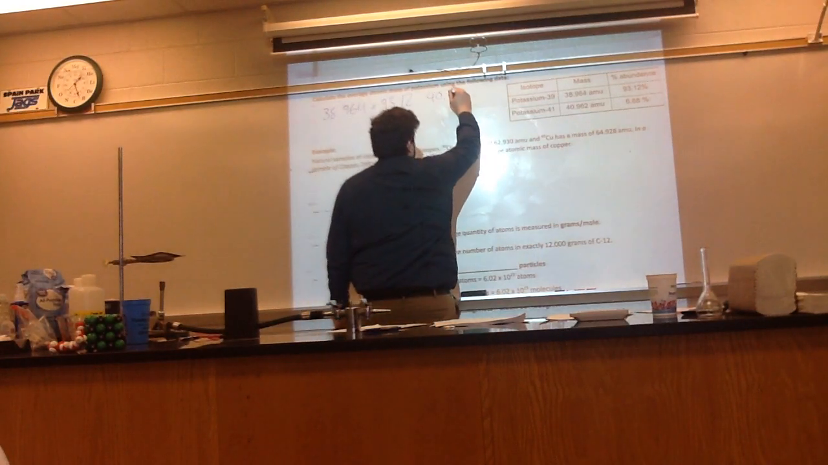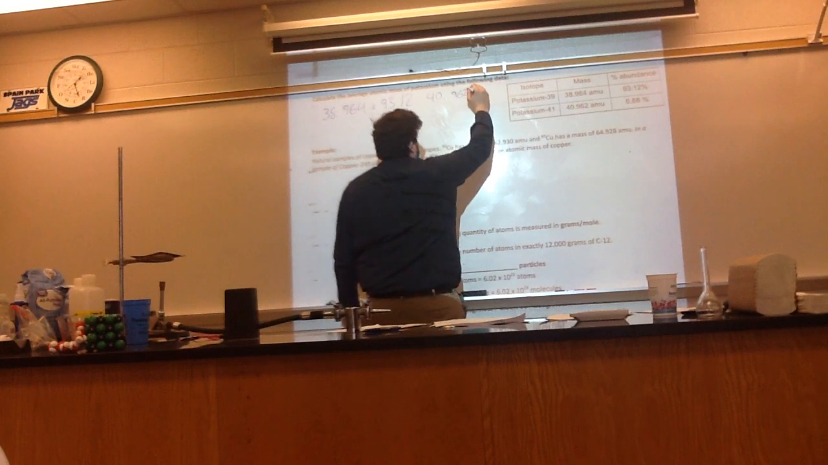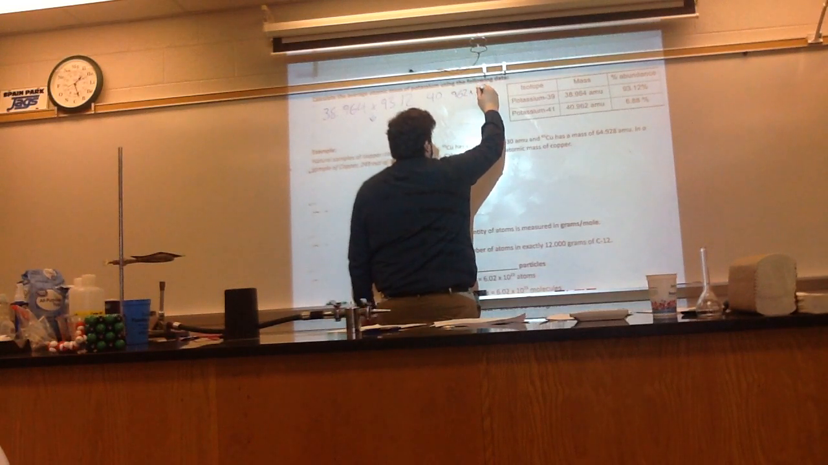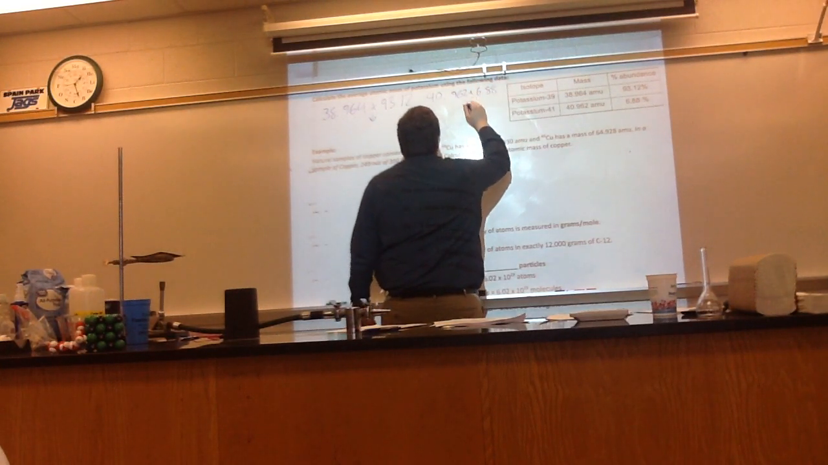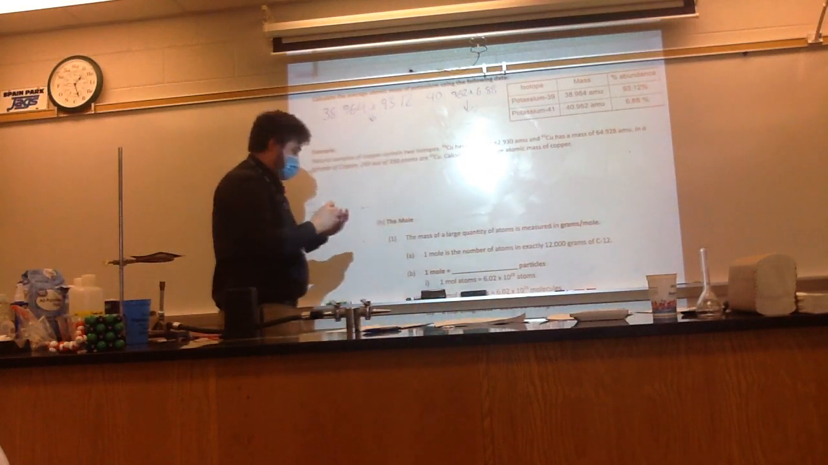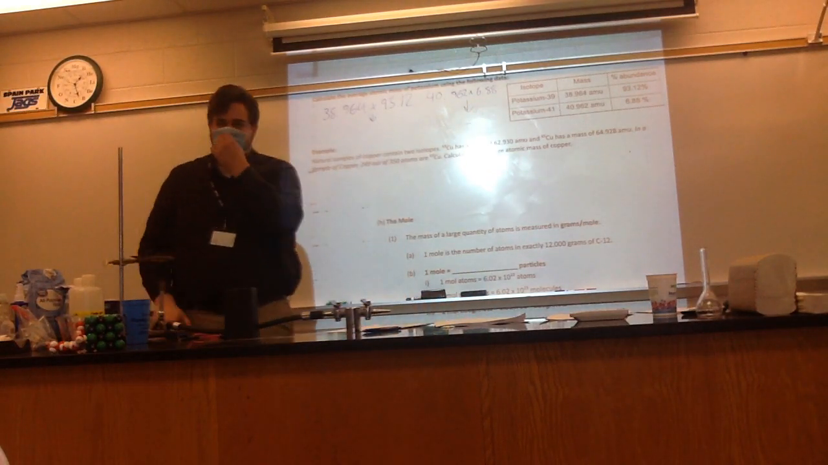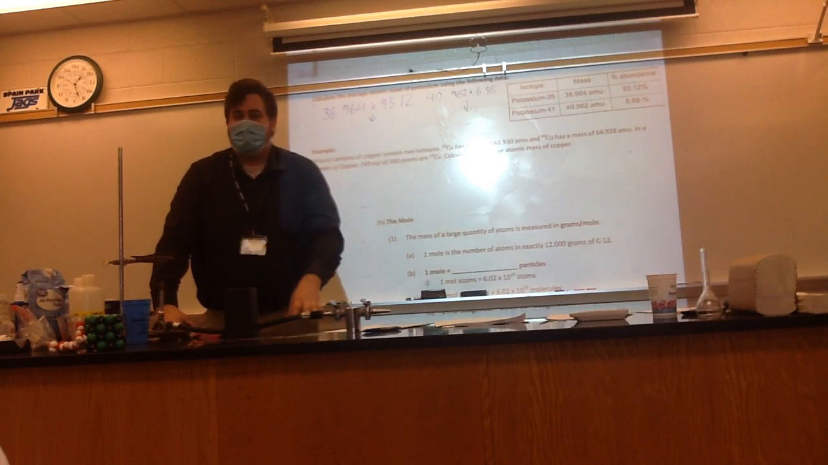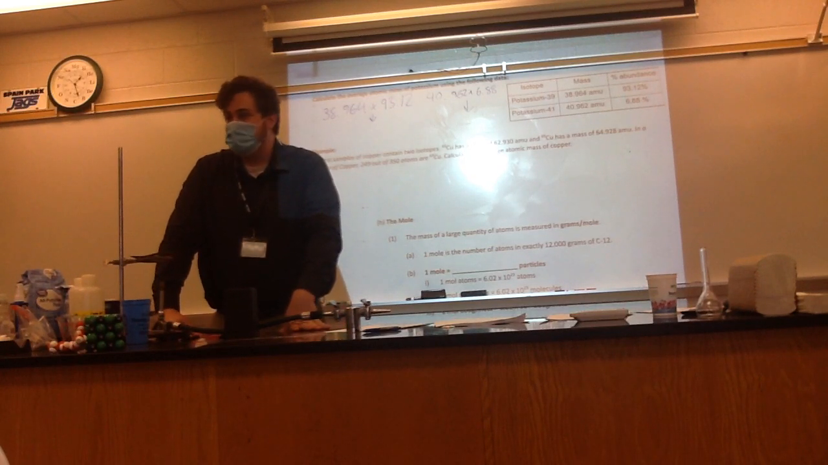So 40.962 times 6.88. Bring that down. So we'll get both of these numbers. I don't have them on me. Does anybody want to try to calculate those on the calculator? Give me some numbers.